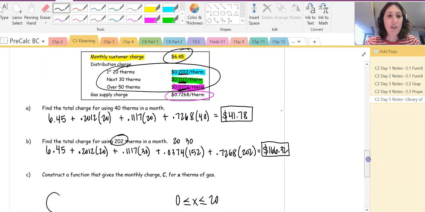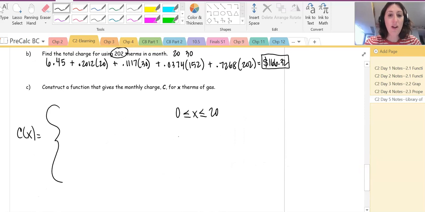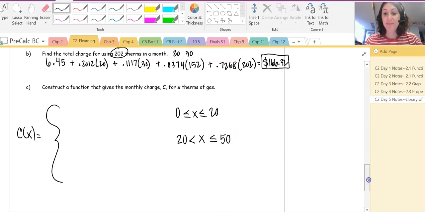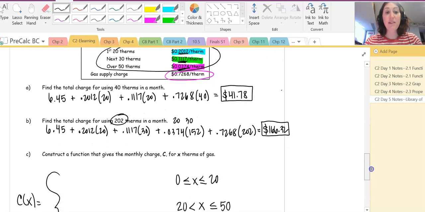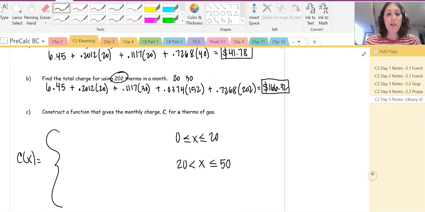The second branch, it says next 30 therms. So that would be 20 less than X. Okay, it does need to be a less than here because we're accounting for the 20 up here. And then the next 30, so less than or equal to, that would be 50. And then the final one is over 50. So that's just X is greater than 50.